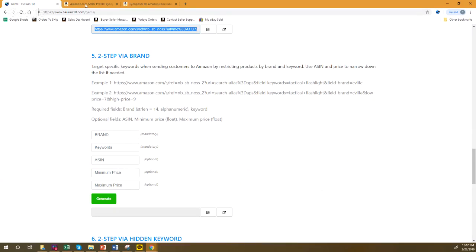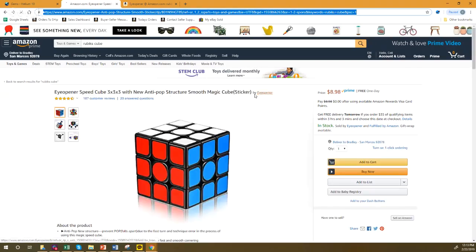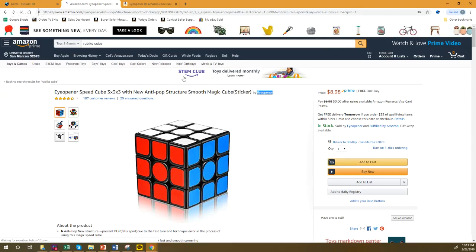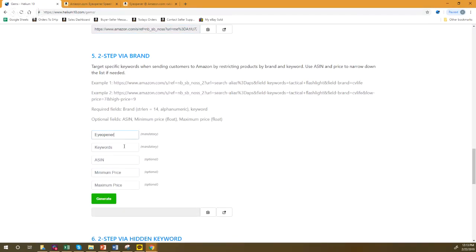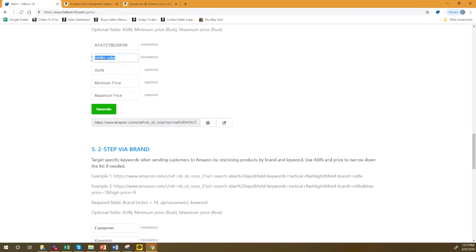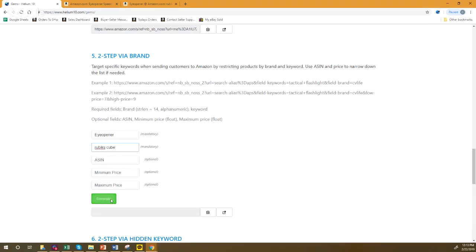We need to have the brand. Let's find the brand. The brand of a product is this: when it says buy and this word, that is the brand. So I copy this and put it here. And then again for the keyword, I'm going to use the same keyword if I'm trying to rank for Rubik's Cube. Put it here, and now I generate.